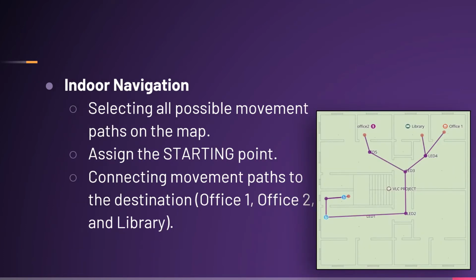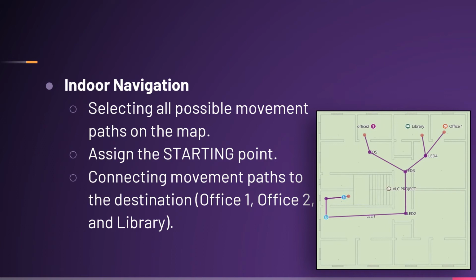Also, in indoor navigation, we must define all possible movement paths which will reach the selected rooms on the map. The navigation will start from a specific point, so we assigned a start point, as you can see on the left of the picture. So now the process is as follows. When a person arrives at the starting point, he or she will be able to use indoor navigation of the building that he or she is located in.